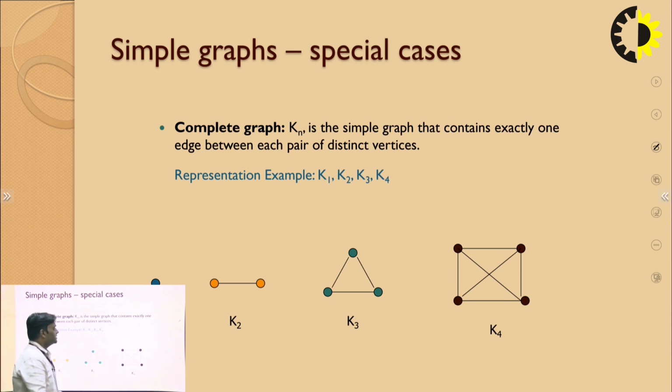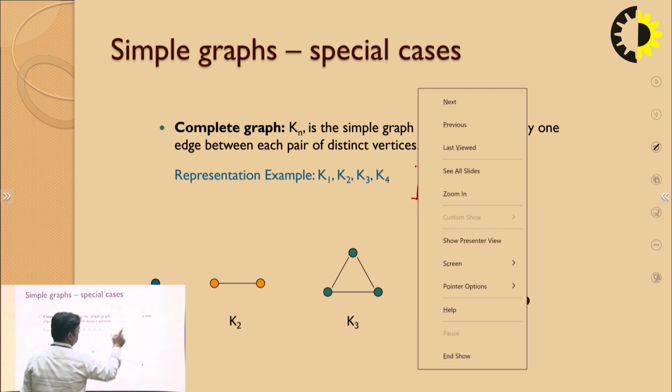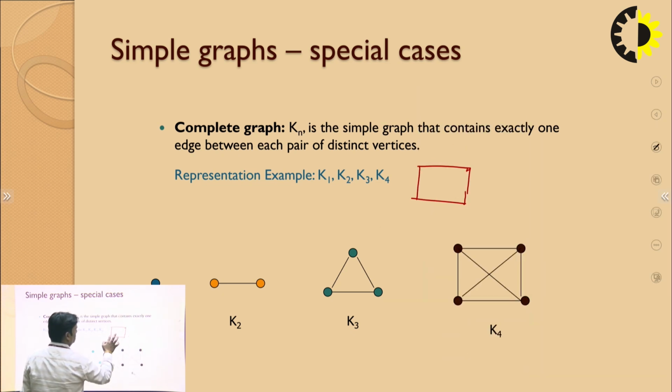Complete graph. A complete graph is a simple graph that contains exactly one edge between each pair of distinct vertices. Means complete graph is the graph in which all vertices are connected with all remaining vertices. Here, example of 4 vertex complete graph, we take 4 vertices, vertex 1, 2, 3 and 4, and each vertex is connected with remaining other vertices.